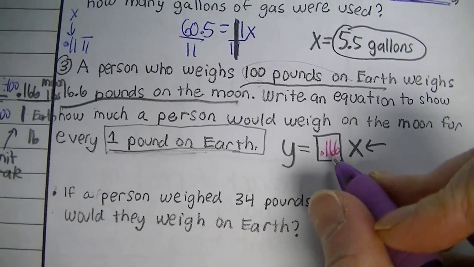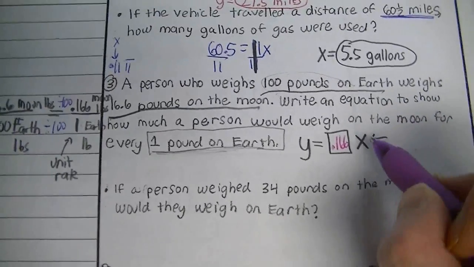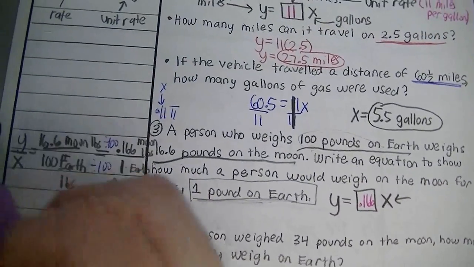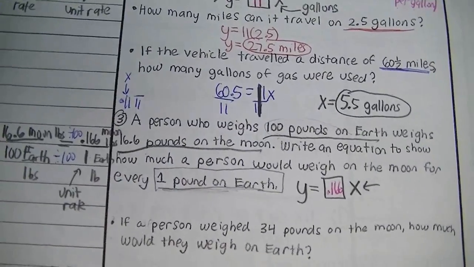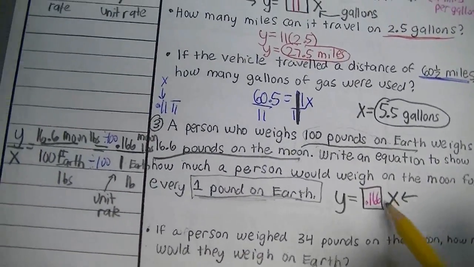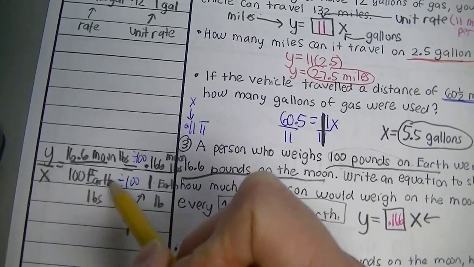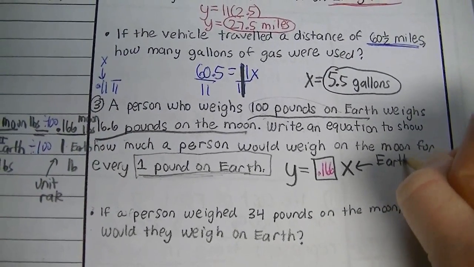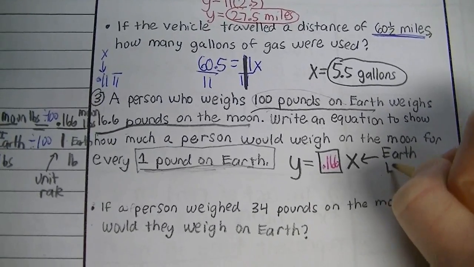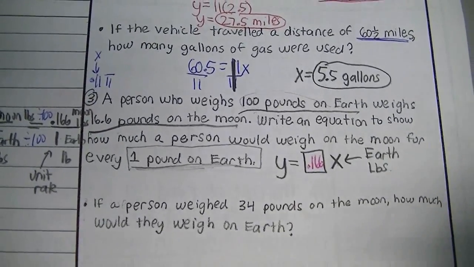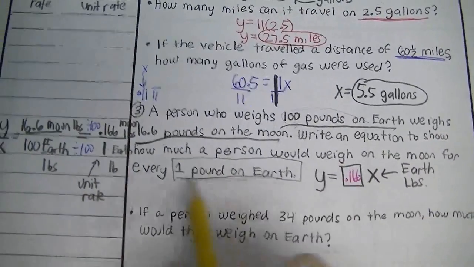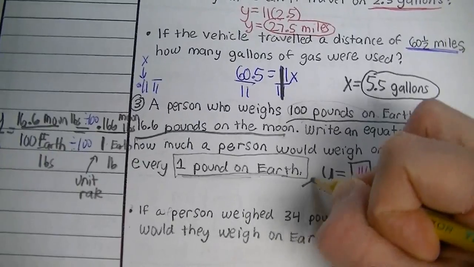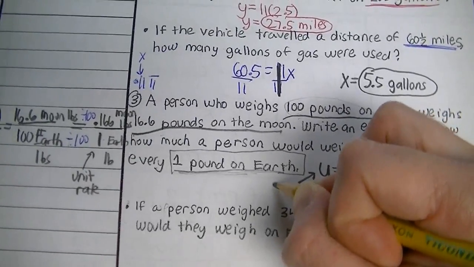Okay, 166 thousandths. Now remember how I had a little bit of trouble with labeling it? Now that we have it already labeled over here, it's going to be much easier to transfer the information, okay? So x is in the denominator, that represents Earth pounds. So I'm going to label that as Earth pounds, using LBS for pounds to abbreviate. And then y, let's look at y. Y is representing moon pounds. And that's what I'm going to label over here.